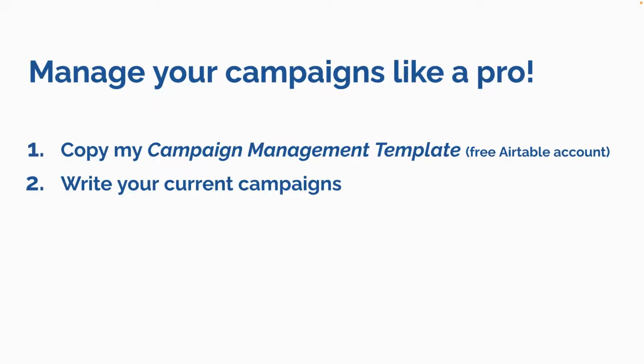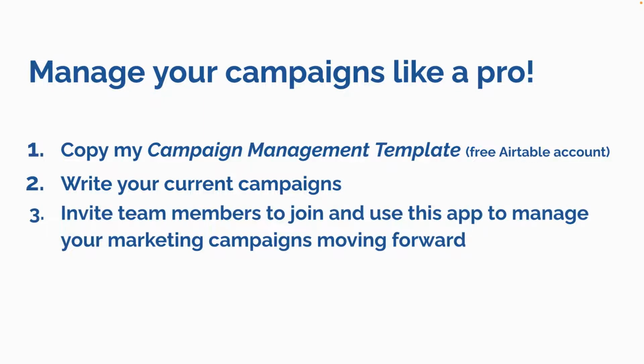And you may think you have zero, but you probably do have some, even if it's something as simple as posting on Facebook once in a while when you sell a new job or do something like that. You probably do have at least a few current campaigns that are going on. And then third, invite your team members to join the app and use this new management system to organize your marketing campaigns moving forward. Use this as a single source of truth when you're making marketing decisions.